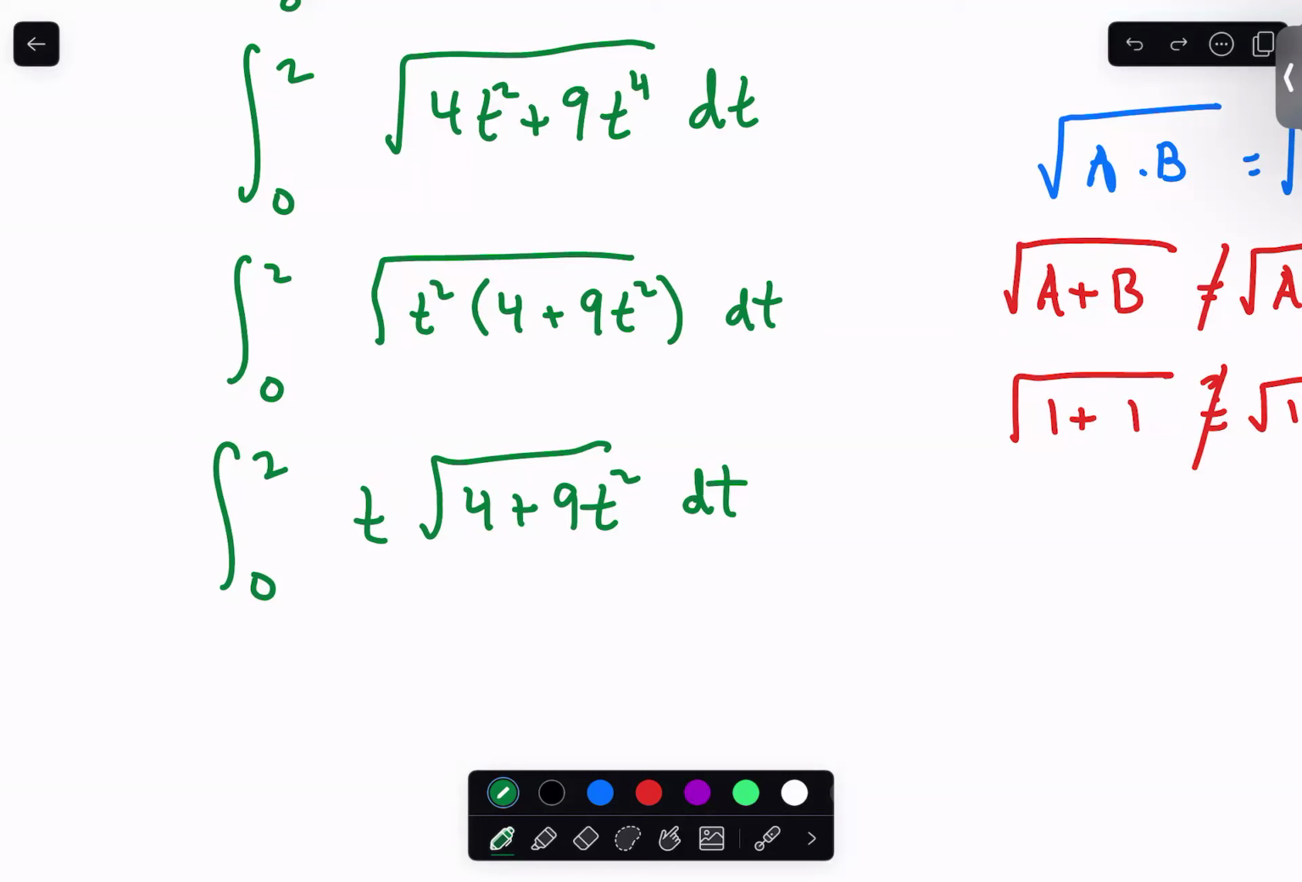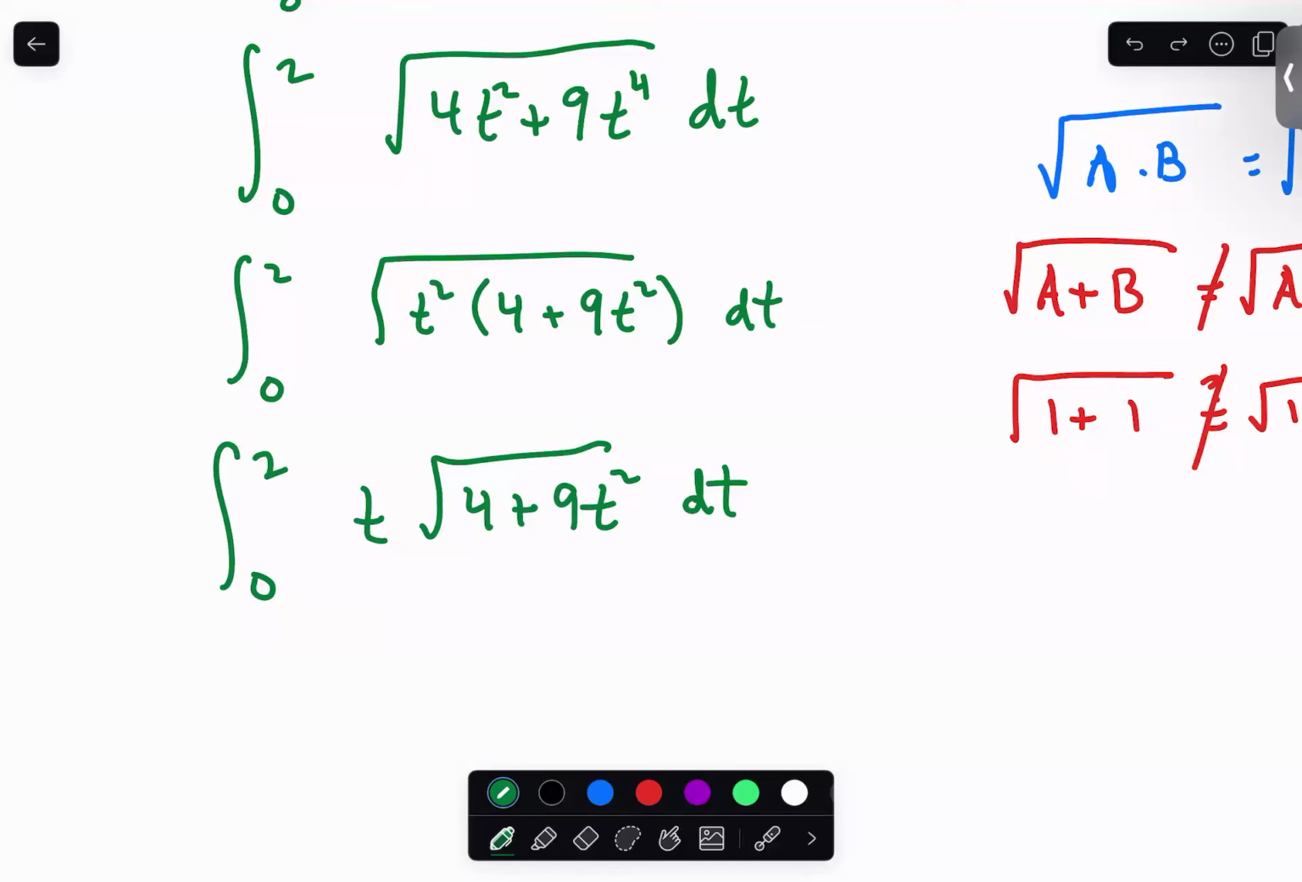And the question is, is this a good path to head down? Is there a way that now with this, we can make progress and actually solve the problem? My claim is that yes, we are headed in the right direction. Do you see what to do next? Set 4 plus 9t squared equal to u. There you go. Yeah. So a u substitution.